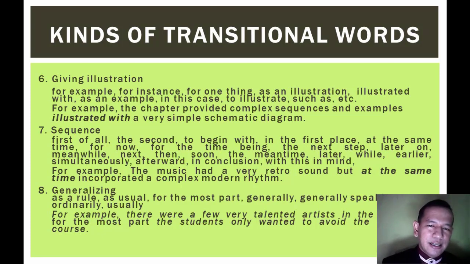Okay. Next, another kind of transitional word goes to sequence: first of all, the second, to begin with, in the first place, at the same time, for now, for the time being, and so on. For example, the music has a very retro sound, but at the same time, incorporated a complex modern rhythm. Sequence means urutan. For example, maybe you are familiar with firstly, secondly, thirdly, fourthly, or first, then, next, and the last. That is an example of sequence.